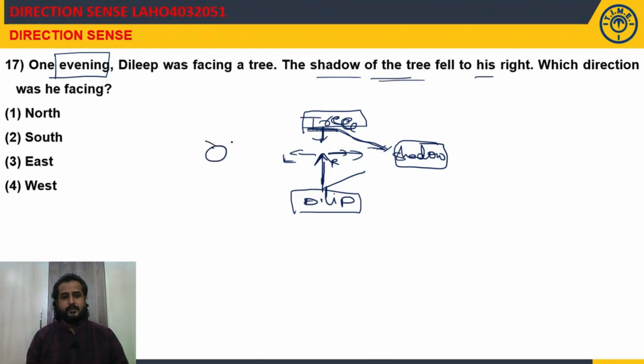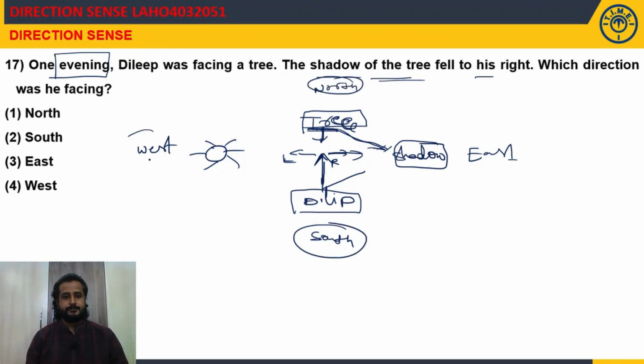So opposite to the shadow is the sun. Clear? No. It is evening. In the evening, the sun will be in the west. So the shadow will be in the east. Based on the sun and shadow, we are deciding the directions. Now, from the east 90 degrees clockwise, south. South opposite, north. So we have decided the directions. Now what is the question? Which direction was he facing? Dilip is facing towards which direction? North. The tree is facing towards south. Dilip is facing towards north. So the answer is choice 1.